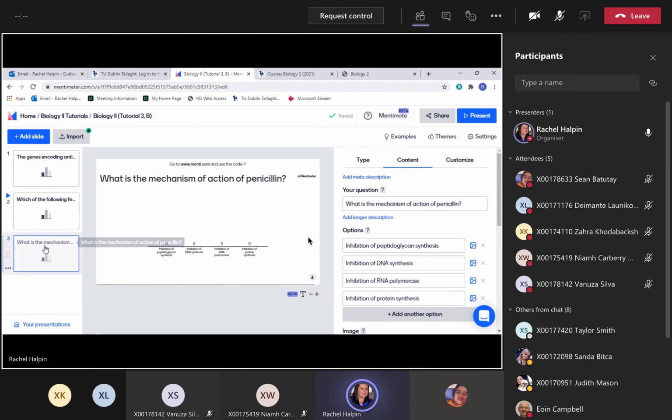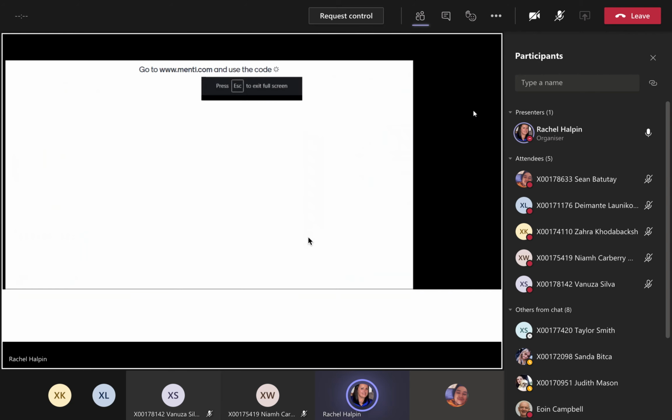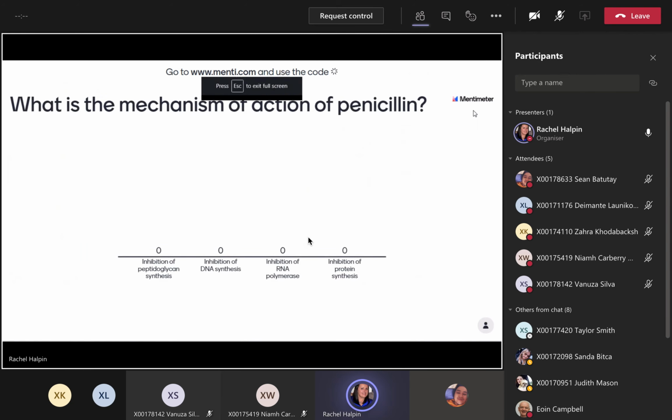And last one in this set. So, what is the mechanism of action of penicillin? So, how does it actually kill microbial cells? See 4 options here.